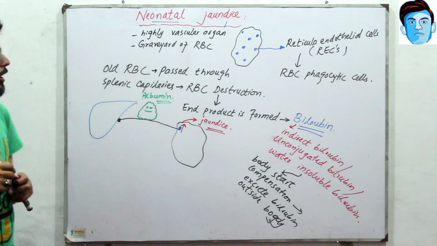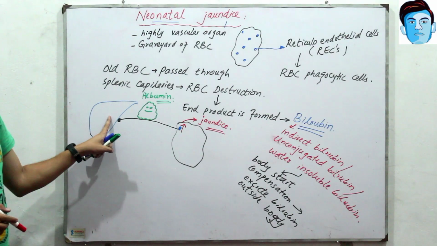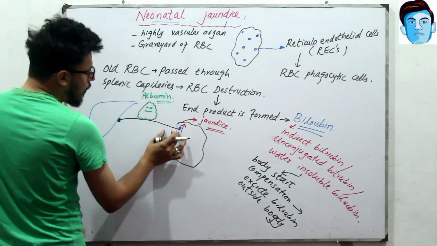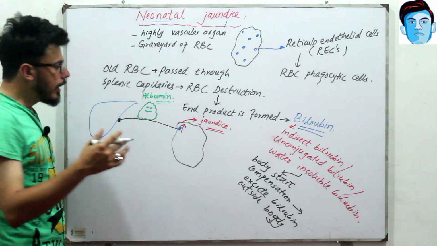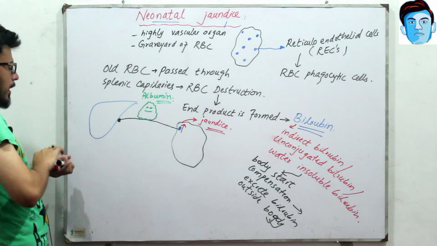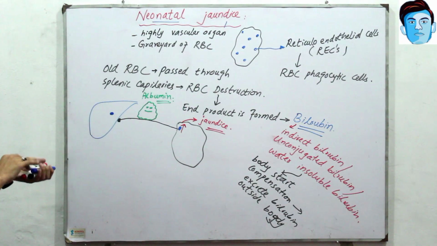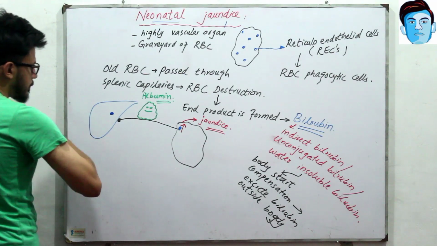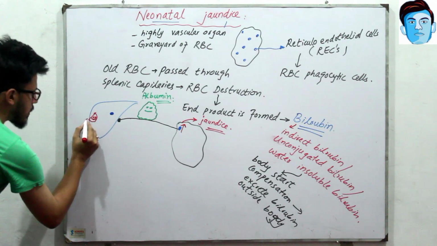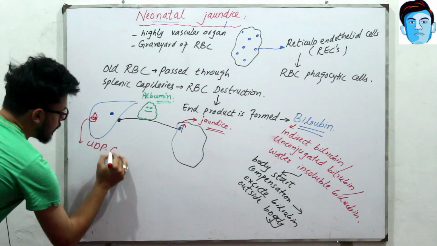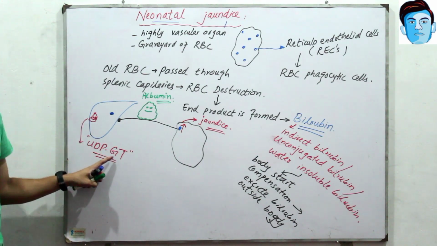the phenomenon of jaundice. Now let's say, for example, this bilirubin reached the liver. The bilirubin would reach the liver through the portal vein and splenic vein. Those portal and splenic veins combine together, and ultimately this bilirubin reaches the liver. Once this bilirubin lies within the liver, the liver has a specific enzyme, and that enzyme is called UDP-GT, which is uridine diphosphate glucuronyl transferase.